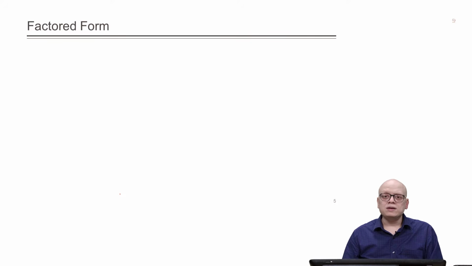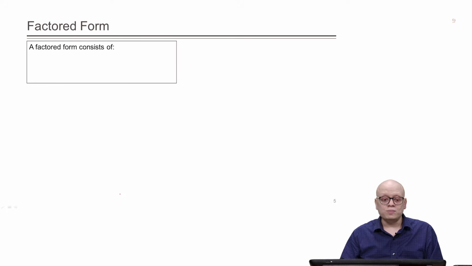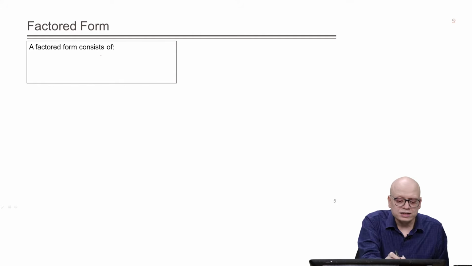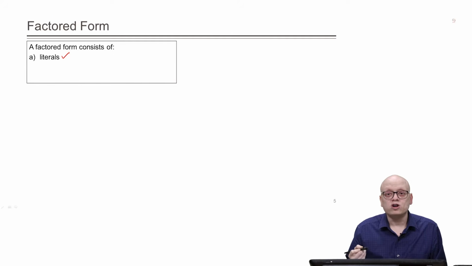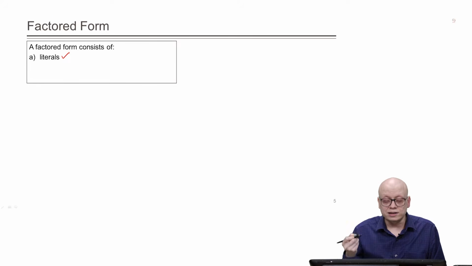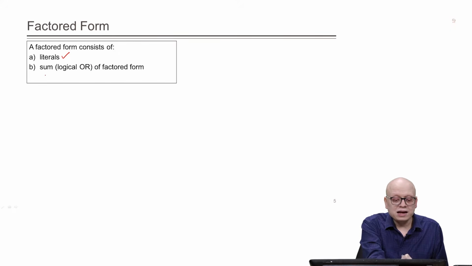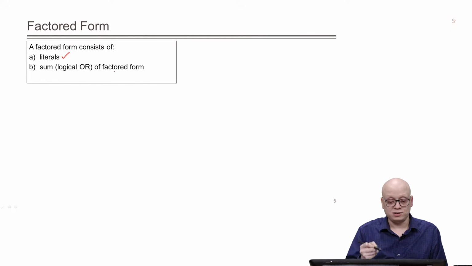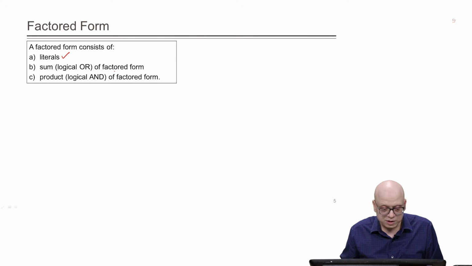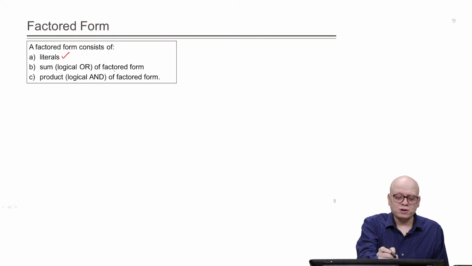So, we can define a factored form in a recursive manner. So, how can we define? We can define a factored form as it consists of literals. A factored form can consist of a literal, and it can be sum of other factored forms. So, it is a recursive definition, right? It can be sum meaning logical OR. Similarly, a factored form consists of product of factored form.